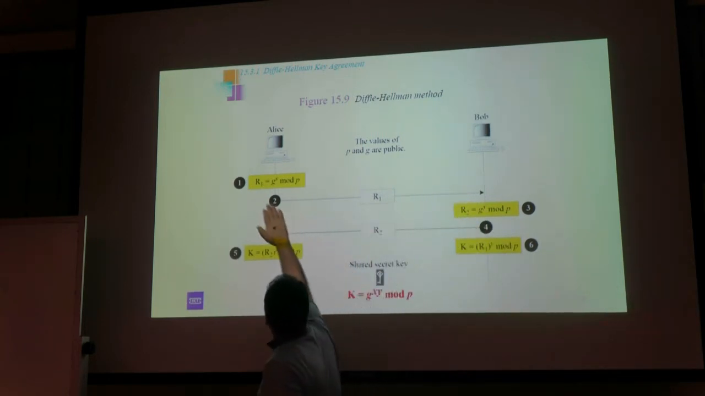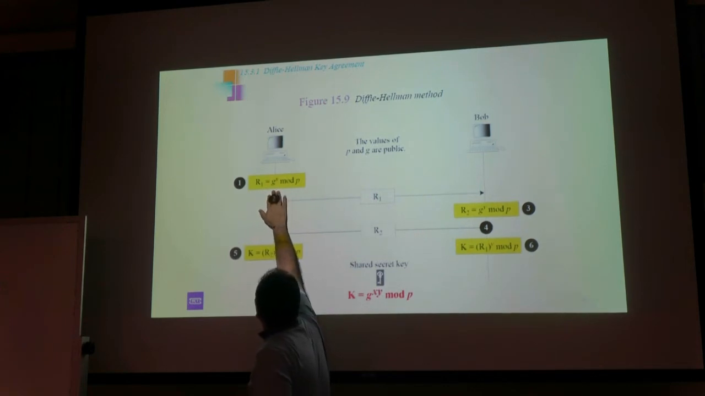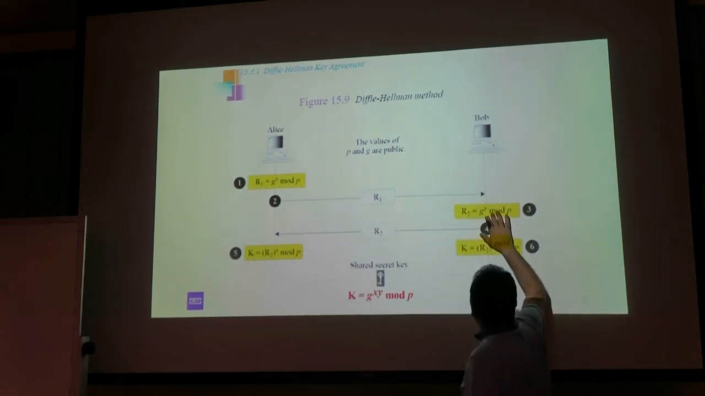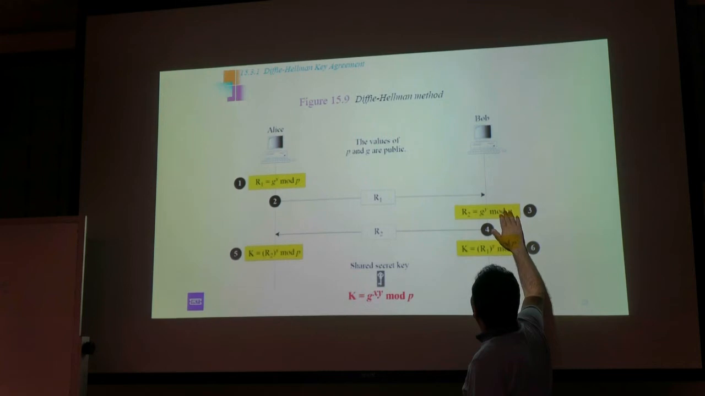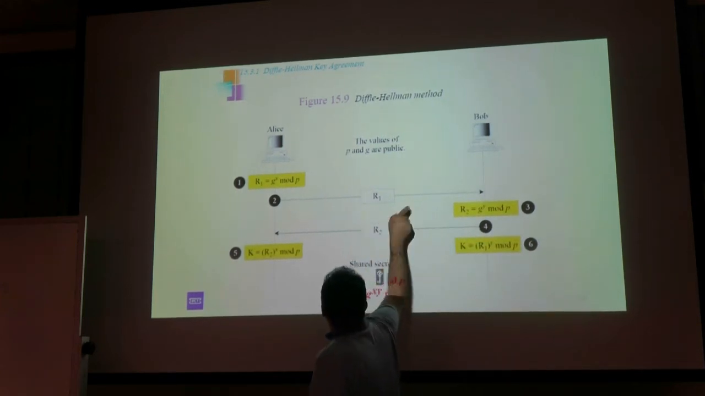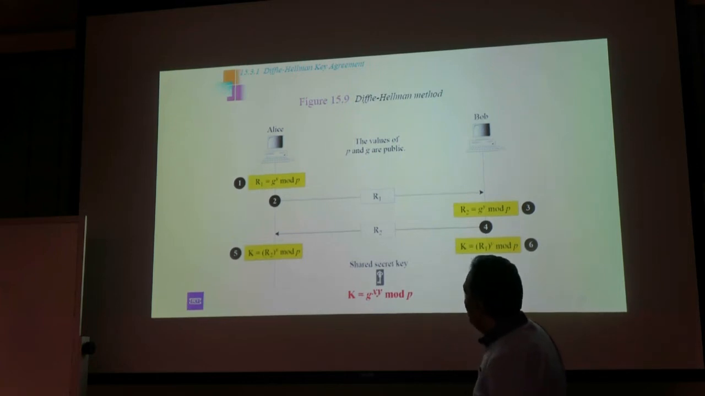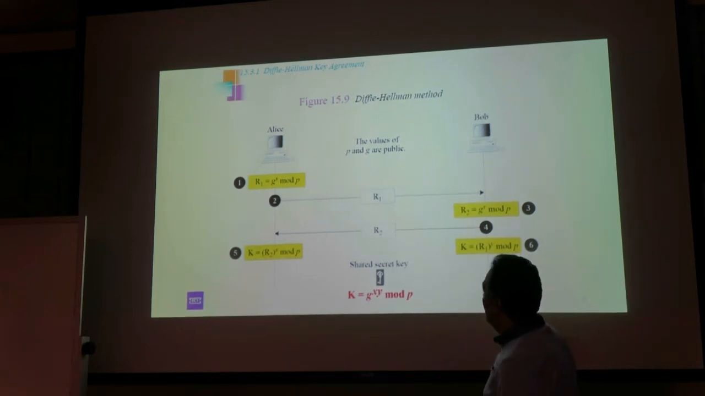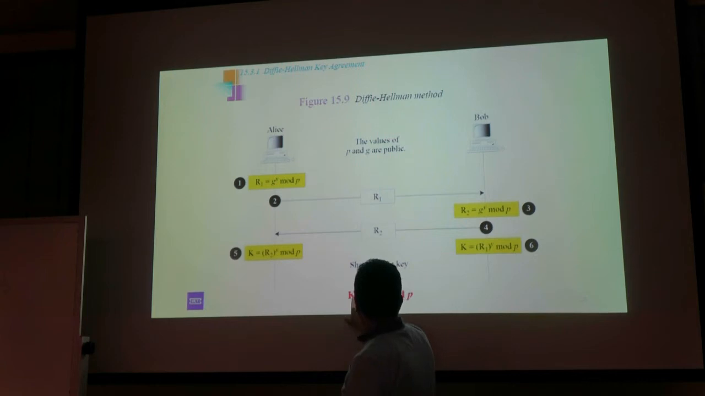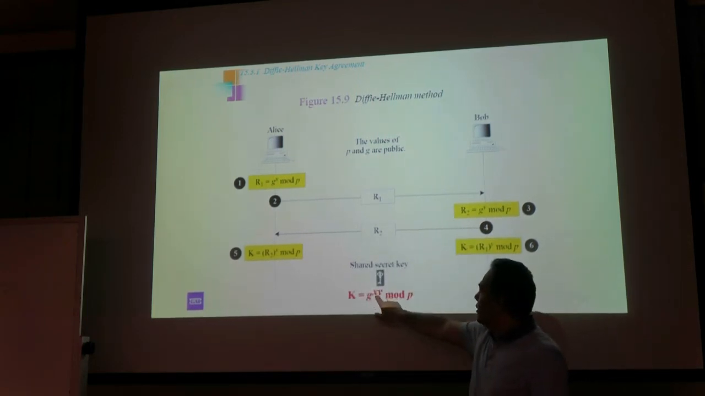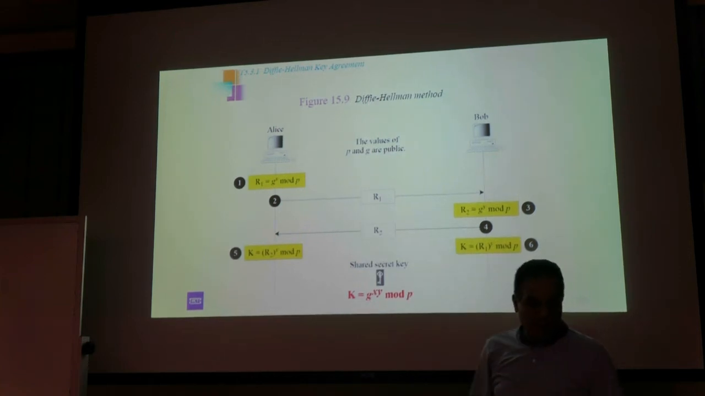Then you calculate. Alice will calculate R1 as G to the power X mod P, and this will be R1. Then R2 will be calculated by Bob and sent. So now both will have R1 and R2, all right? And the key is calculated simply from these: K equals G to the power XY mod P, because now both have XY. That will be the key.